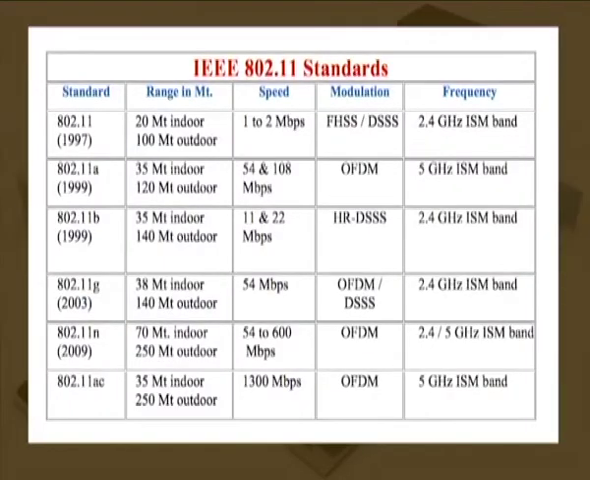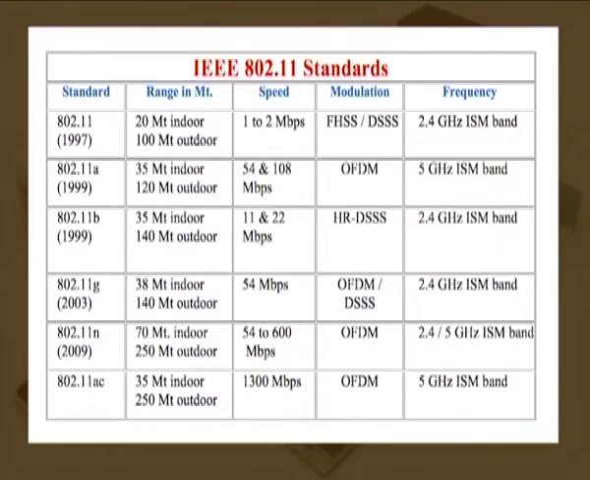Now, moving on to IEEE 802.11b. This standard was released in 1999. It offers 11 and 22 Mbps speed with an indoor range of 35 meters and an outdoor range of 120 meters. It uses HR-DSSS as spread spectrum technique. It operates on the 2.4 gigahertz ISM band.